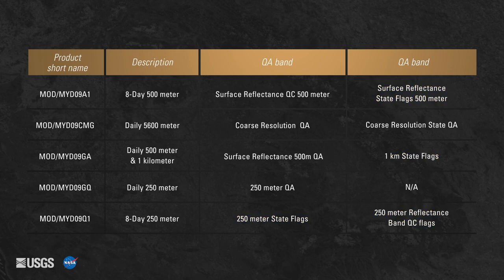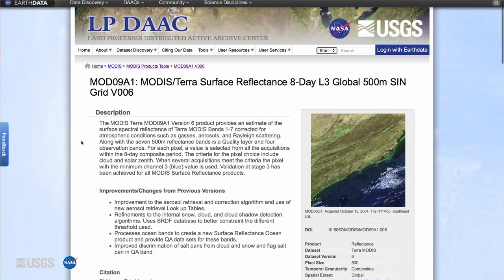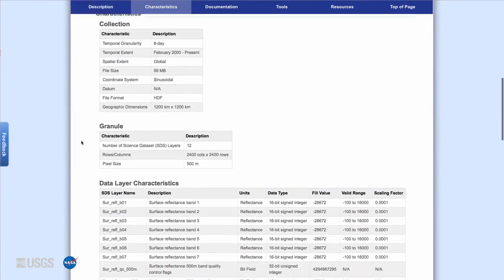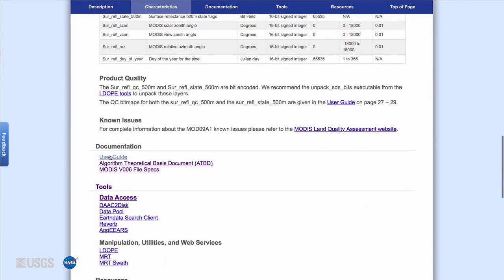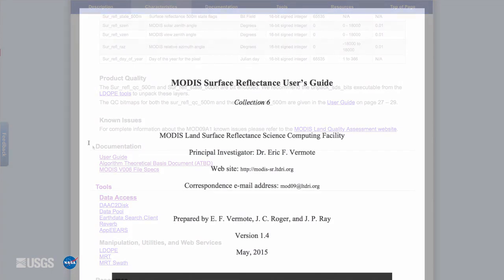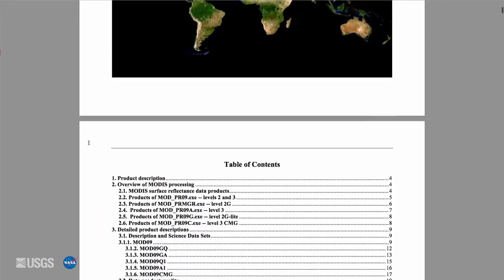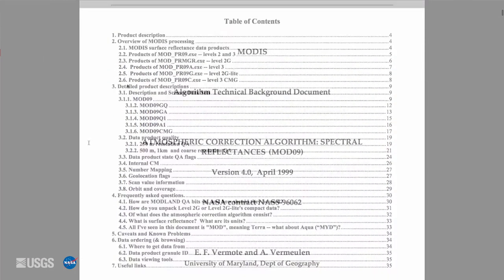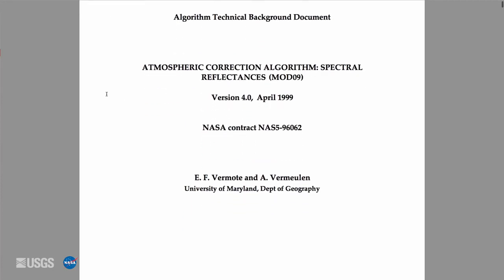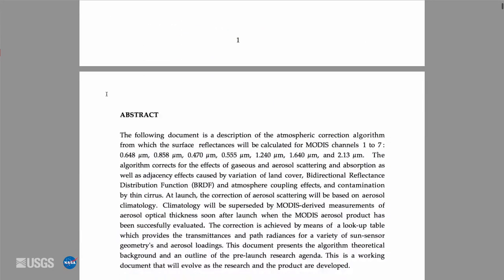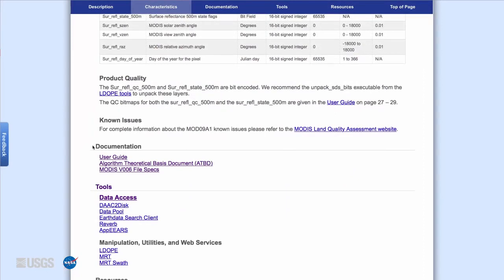More detailed information about specific QA information for each product can be found in their Product User Guide and Algorithm Theoretical Basis Document, ATBD. These documents are available in the documentation section of each Digital Object Identifier (DOI) landing page. The user guide provides a more in-depth and up-to-date explanation of the product, and the ATBD provides descriptions of the algorithm and calculations that are fundamental to the product. User guides are updated for each new product version, while ATBDs are not.